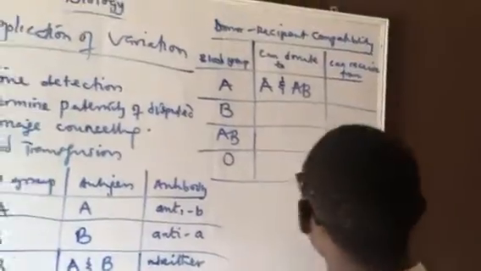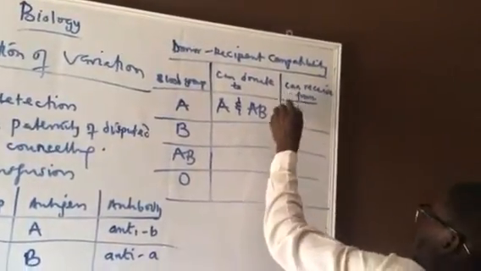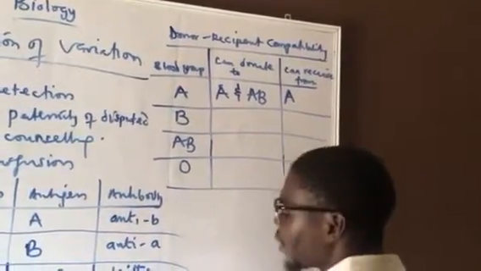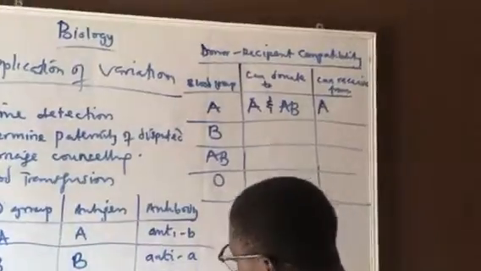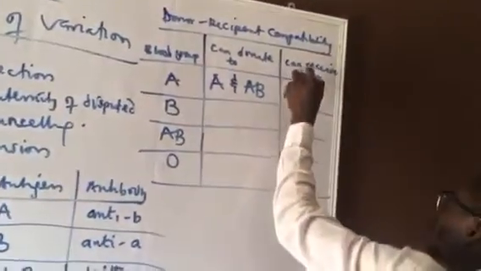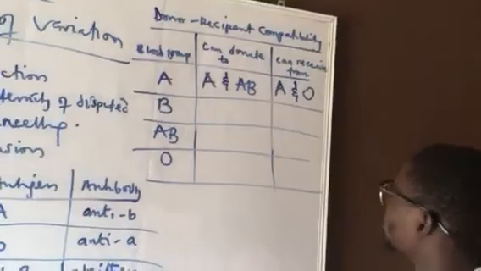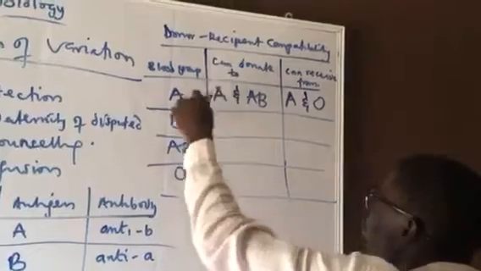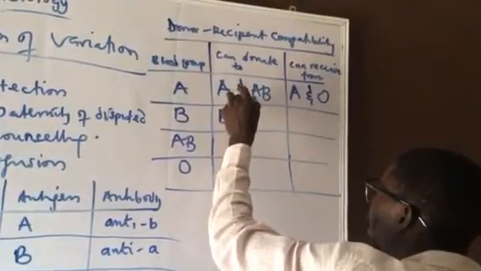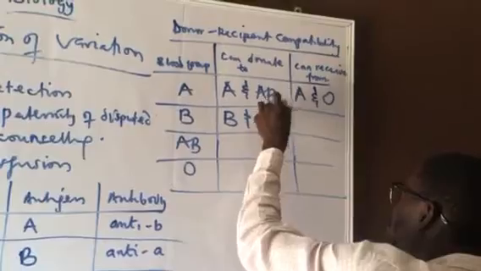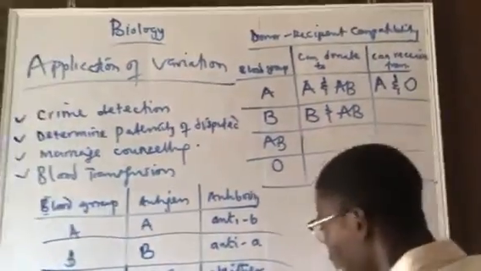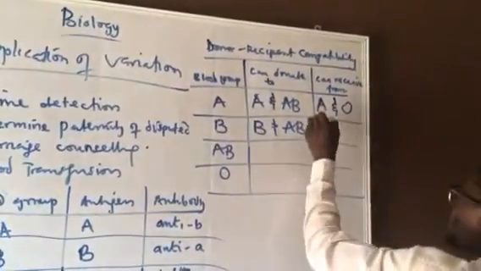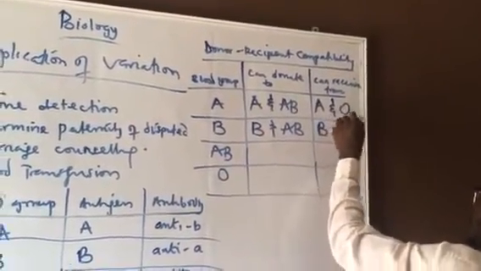Why blood group A can receive from blood group A and blood group O? Because blood group O can donate to anybody. Is that clear? So blood group B can donate to blood group B and blood group AB because blood group AB can receive from anybody. Then blood group B can only receive from blood group B and blood group O.